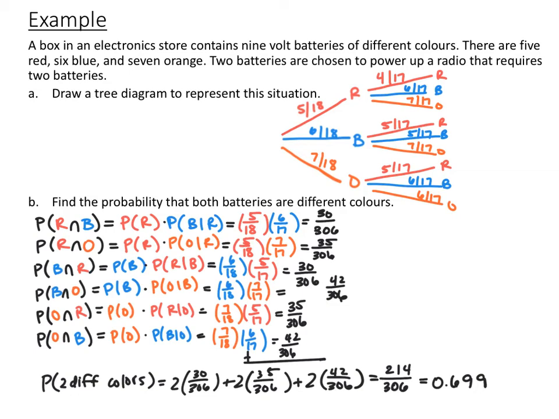So I went through and I found all the probabilities of choosing 2 colors. The next 2, I found the probability of blue and the second one being red, and then blue and the second one being orange. And so you get 30 out of 306 and 42 out of 306. Notice that this one, the order, even though it's a different situation, the probability ends up being the same, but you have to take both of those into account because the order matters.